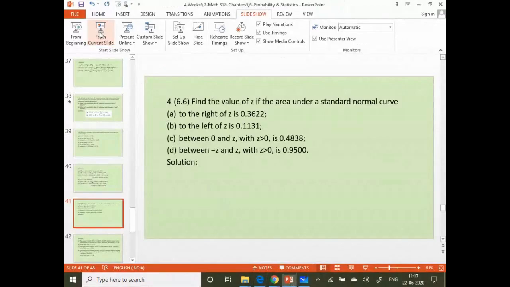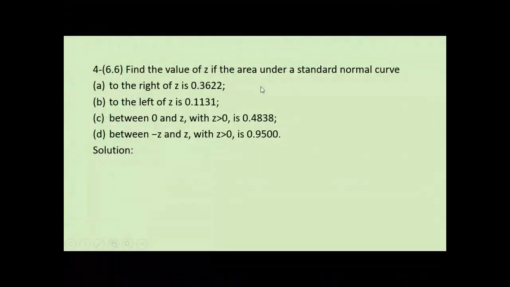The answer here is it. Your question is to find Z. Find the value of Z, not the area left or right. The right side area is given. By using the information of the right side area, we are finding the value of Z. Z is 0.35. Now you will do the same task for this one.